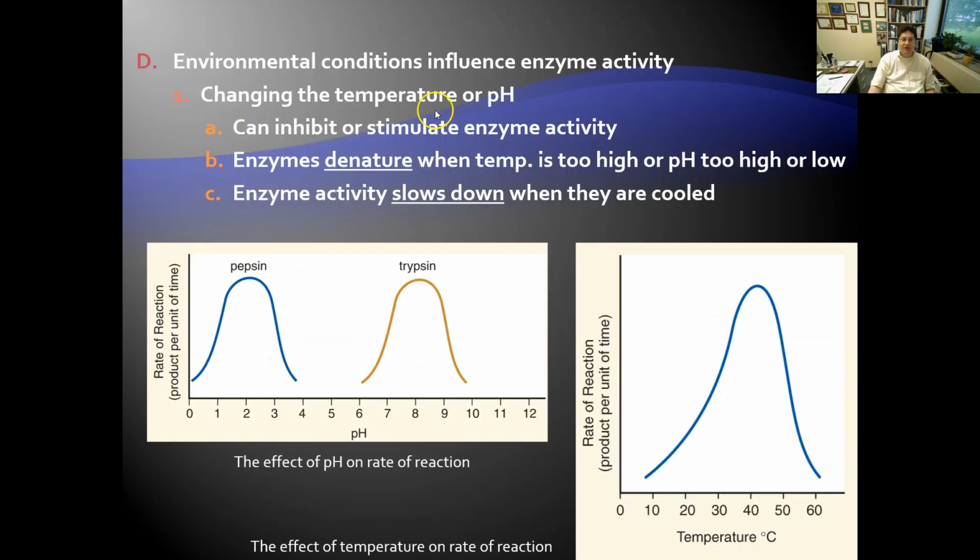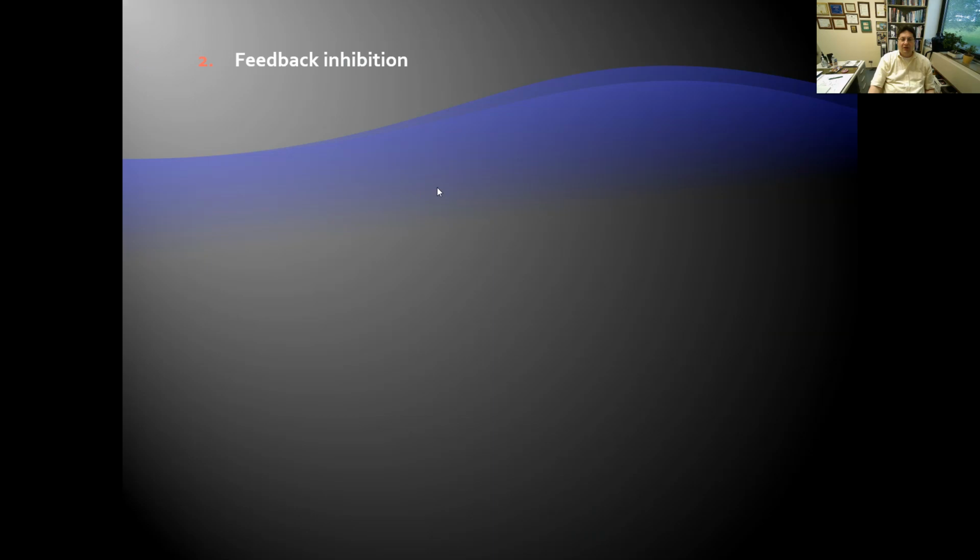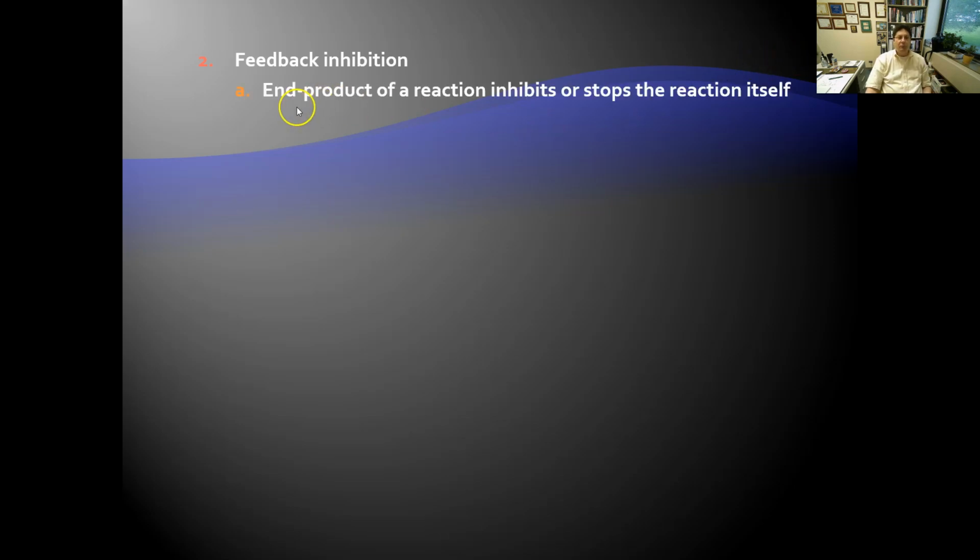So, besides changing temperature and pH, another way to affect enzyme activity is through something called feedback inhibition. Now, this is very important. This is where the end product of a reaction inhibits or stops the reaction itself. Okay? This is how your furnace works, for example. What's the end product of your furnace? Heat. When enough heat builds up and it hits the temperature you set your thermostat at, what happens?